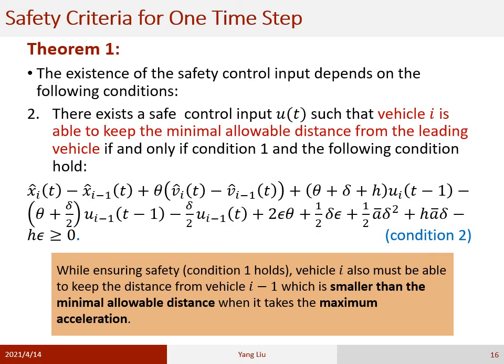And then there exists a safe control input u_t such that vehicle i is able to keep the minimum allowable distance from the leading vehicle if and only if condition 1 and the following condition hold, which means that while ensuring safety, vehicle i also must be able to keep a distance from vehicle i-1 which is smaller than the minimum allowable distance, when it takes the maximum acceleration.